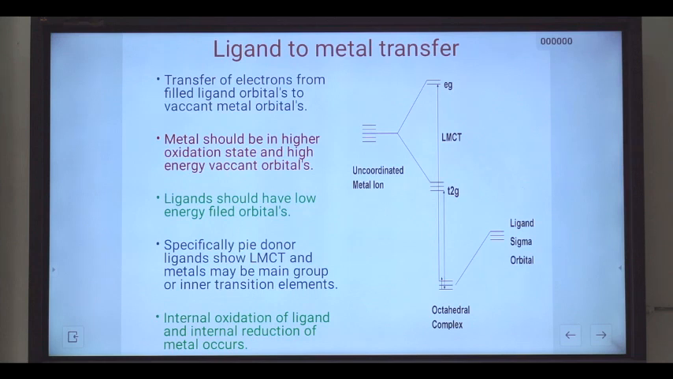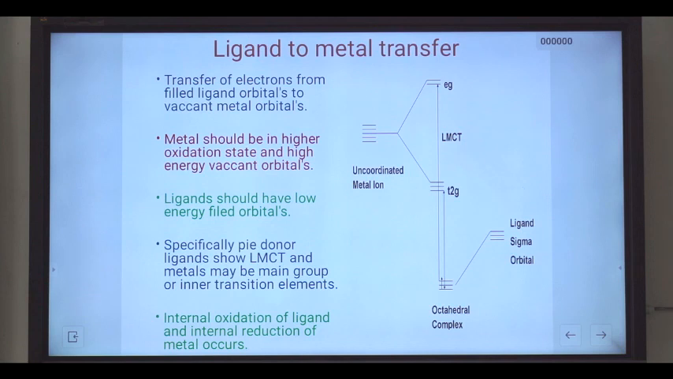The metal should be in the higher oxidation state for the transition to occur. Next, the ligand should have low lying energy filled orbitals. So if the ligand is at the low level and the metal is at the high level, then only the transition will take place.